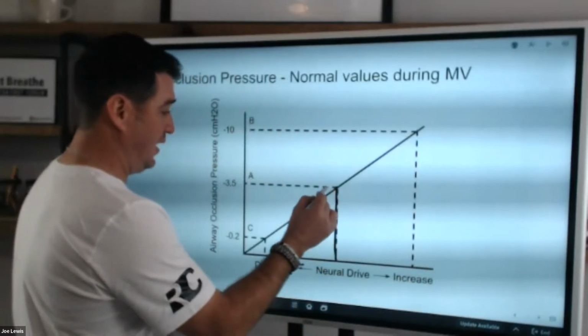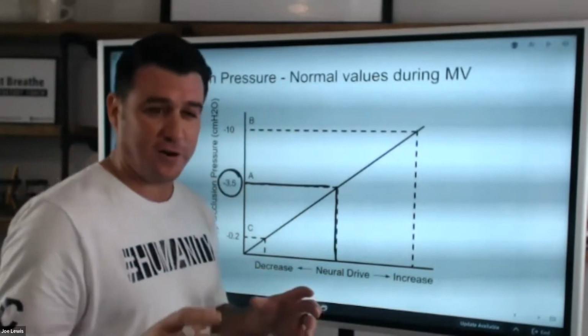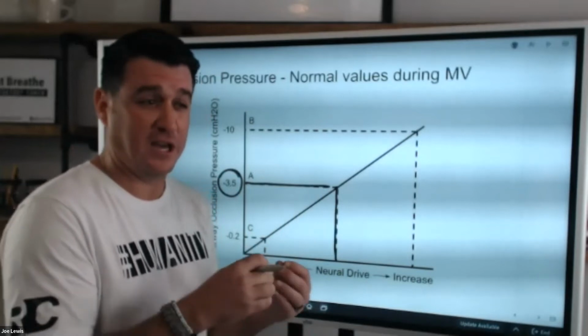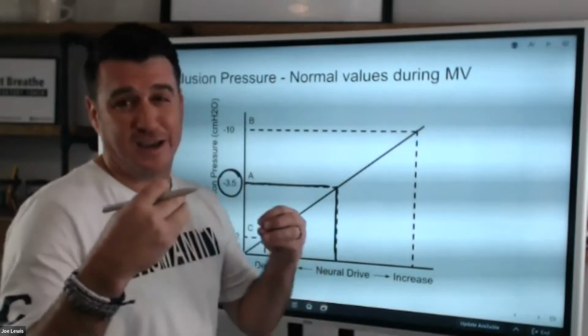Normal neural drive, if you're going to go with one number, is around negative 3.5. Now, different articles and different research have slightly different ranges. I've seen anywhere from negative 2 to negative 4, negative 1.5 to negative 4.